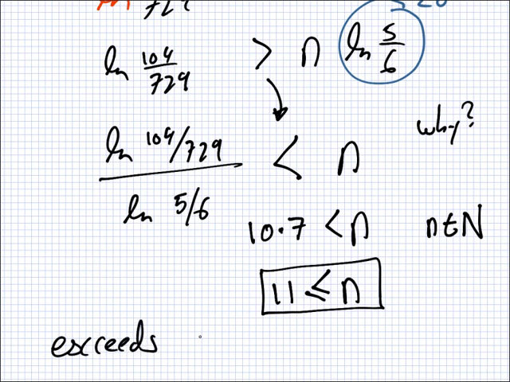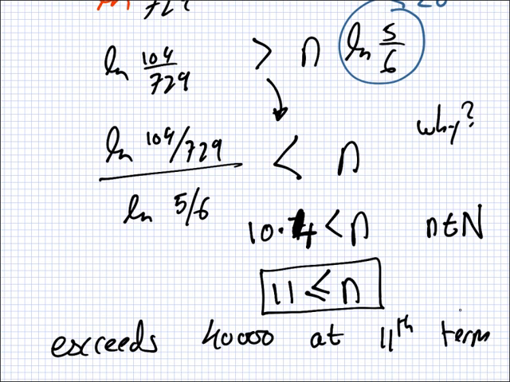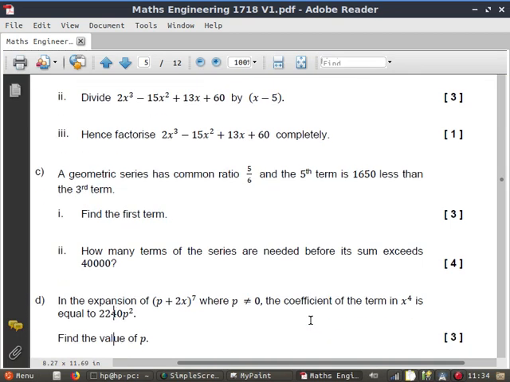Exceeds. Is it not 10.7? What did you hear? 1.4. Okay, whatever. 10 point something. Exceeds 40,000 at the 11th term. Okay, and then the last part.